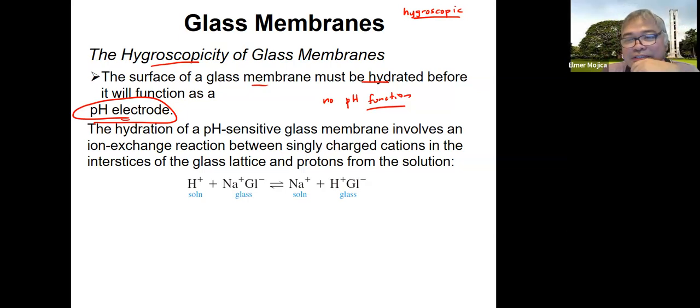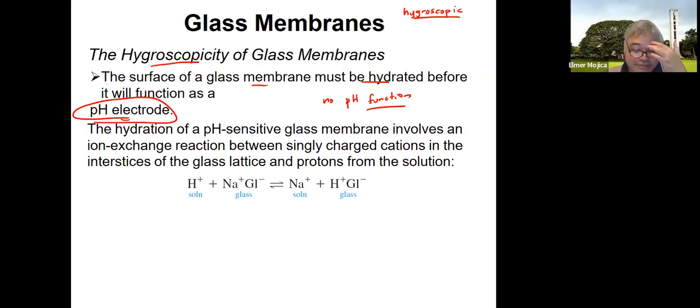So what will happen? Hindi na tama yung reading. Remember, the reading is based on the concentration of H plus in the analyte compared with the concentration of the H plus doon sa inner membrane. And if you are not able to keep it hydrated, so there will be what we call a problem. Okay?